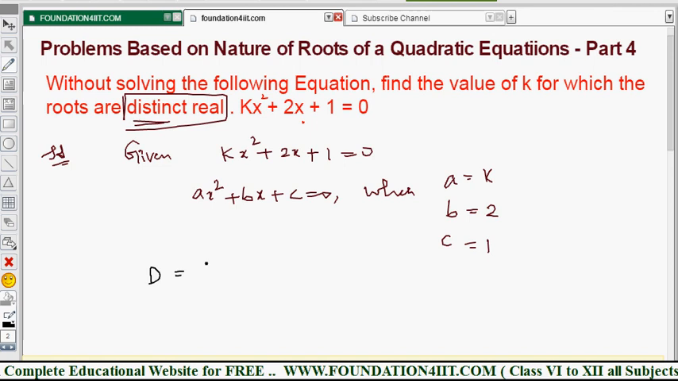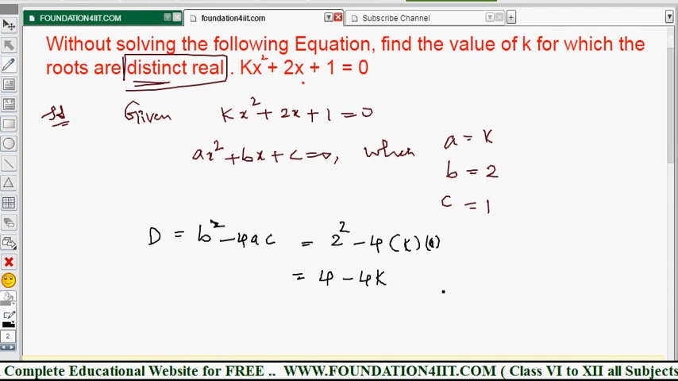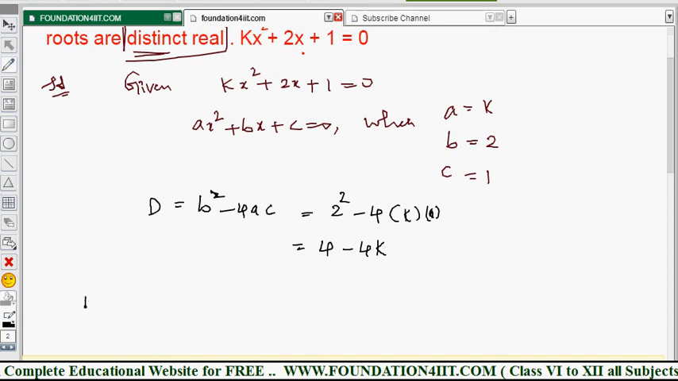these. First we'll find the discriminant, b square minus 4ac. So that is 2 square minus 4 into a, which is k, and c is 1. Right? That is 4 minus 4k. But according to distinct real, we need to take now D is greater than 0.